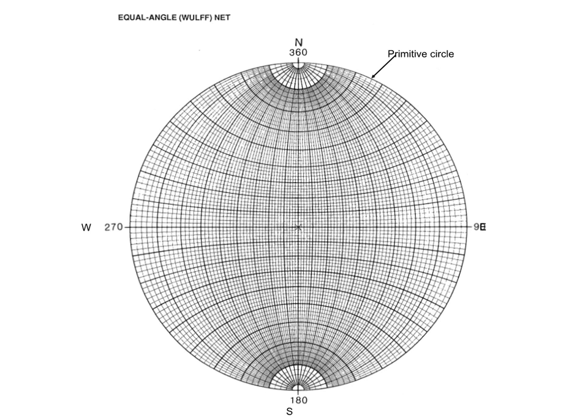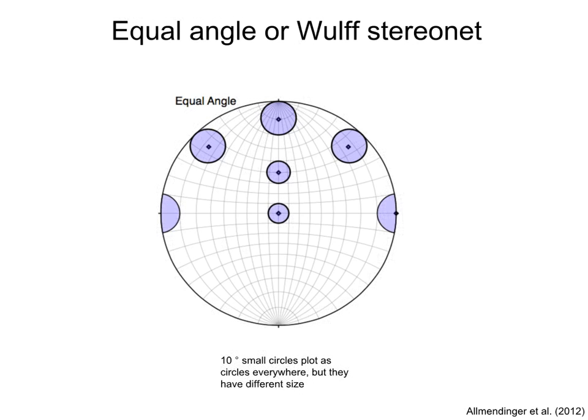This kind of stereonet is called an equal angle, or Wulff stereonet. It is called this because this stereonet preserves angular relationships. For example, small circles of 10 degrees apical angle will plot anywhere on the stereonet as circles. However, these circles will be smaller towards the center of the stereonet, and larger towards the primitive.